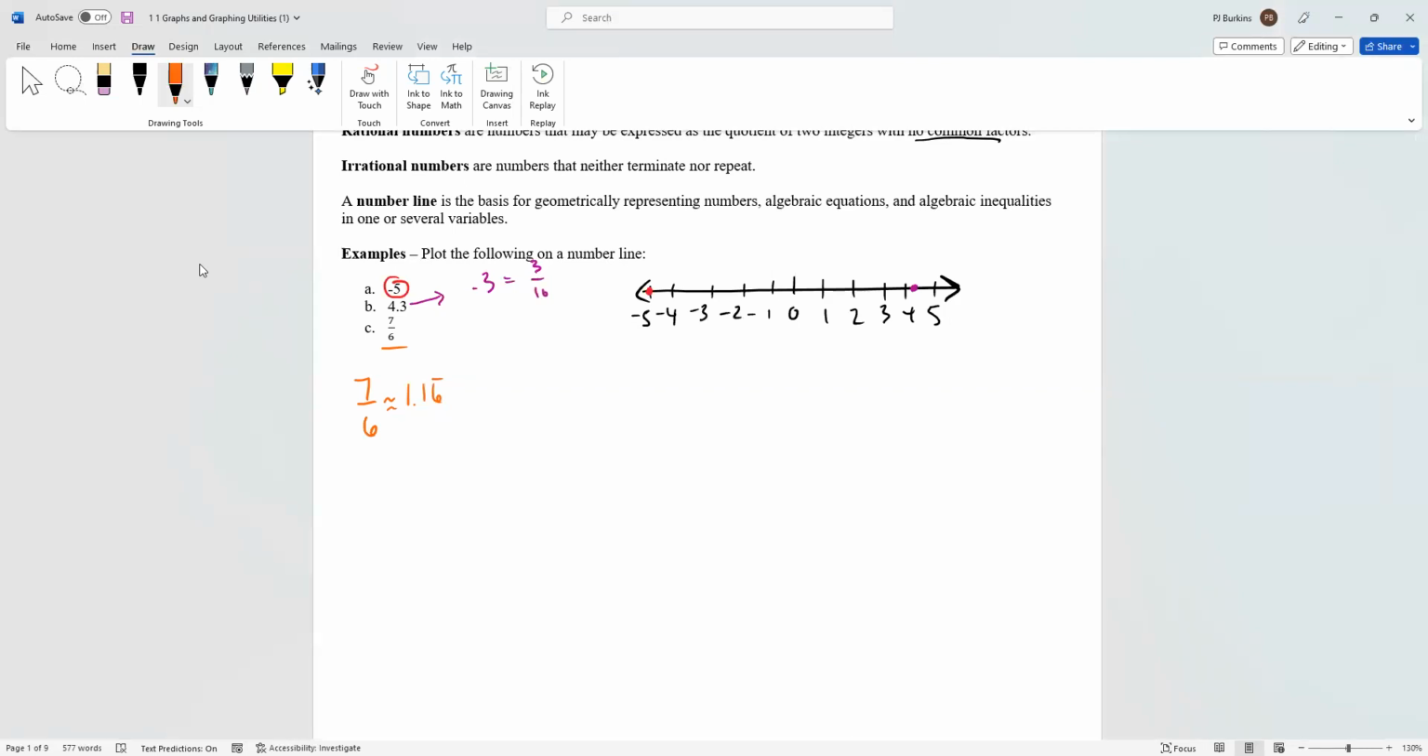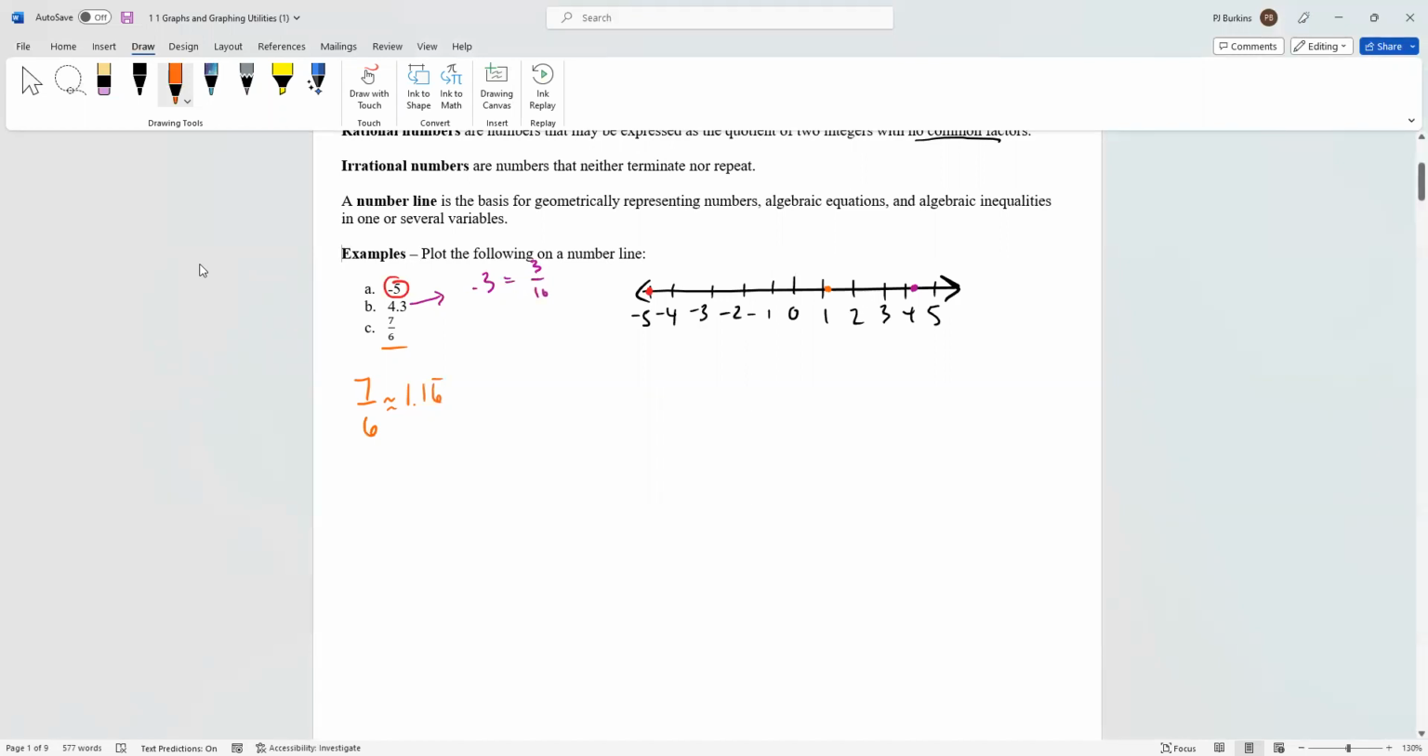So it's just a little bit more than 1. So we'll just come over here and put a dot just past 1. Okay. So when they're in between two whole numbers, you're just kind of giving a guess. It doesn't have to be perfect. Now, later on, we may use this for inequalities, where we're going to use brackets and parentheses. But for right now, just putting a dot for the numbers is all we need.